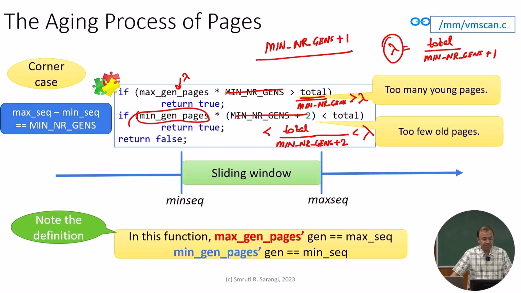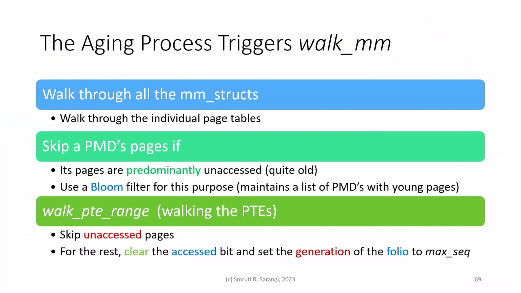So the question is, when do you decide to age? You decide to age when you have too many ultra young pages, or when you have too few ultra old pages. Because if you have too few ultra old, the rest that are non ultra old are packed into a limited number of generations, correct? So this is the aging process.